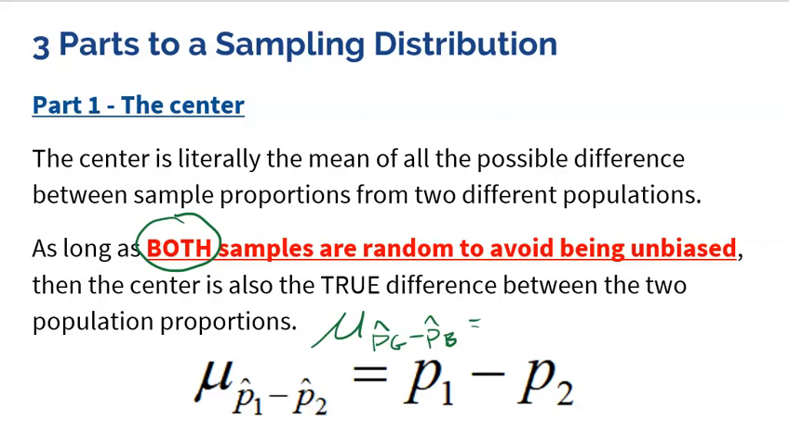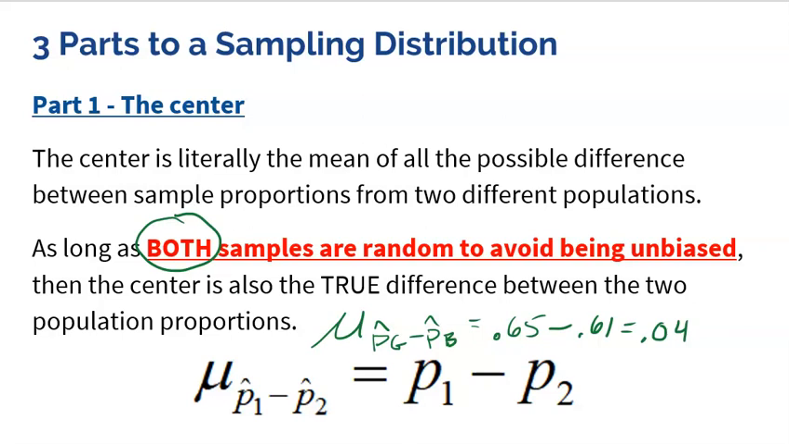Now, if you're looking at p-hats, a p-hat of girls, a p-hat of boys, who knows what you could get, right? I mean, the difference could be anything. But we know that it should be about 4%. Because girls, again, I read 65%, boys 61%. So the difference should be 4%.